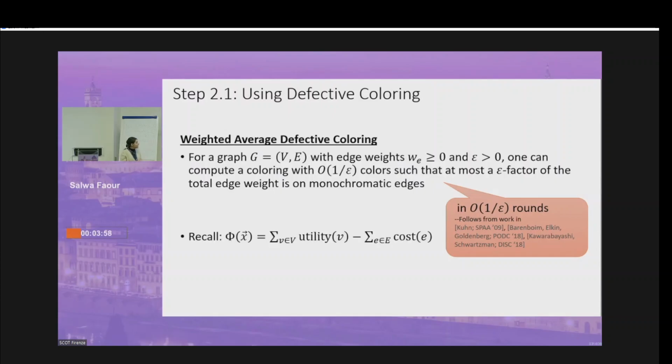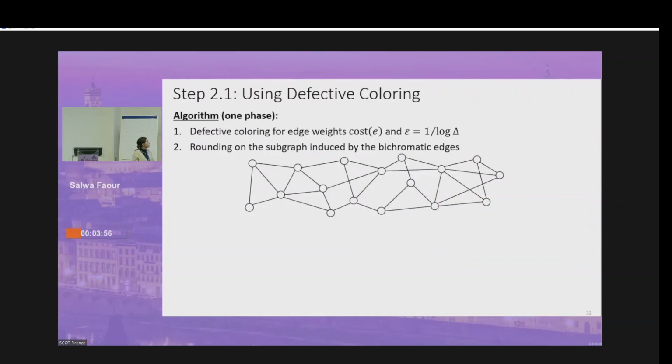Recall my potential. Now, how am I going to use this defective coloring? We're going through phases in the rounding. In one phase, I compute this defective coloring, where the weights of the edges are the cost of an edge, and I choose epsilon to be 1 over log delta. Then we do the rounding scheme that we talked about, but on the subgraph induced by the bichromatic part. We have a defective coloring, and you'll notice there are some monochromatic edges. That's step 1. Then we round on the bichromatic part.